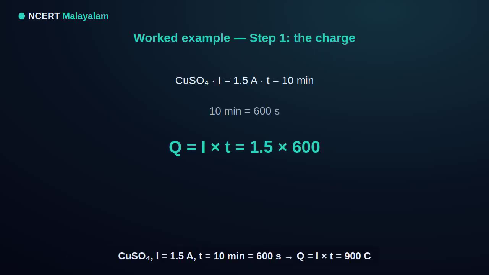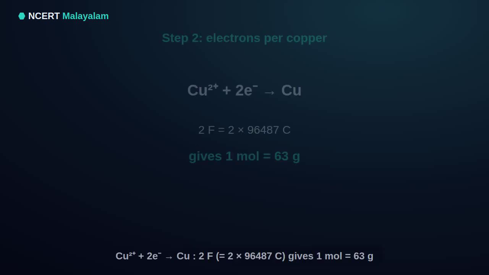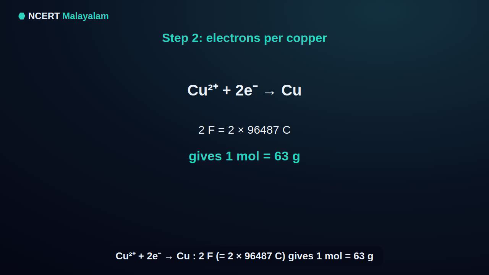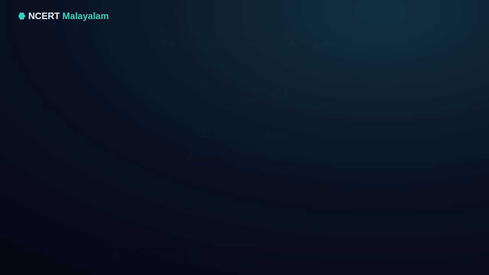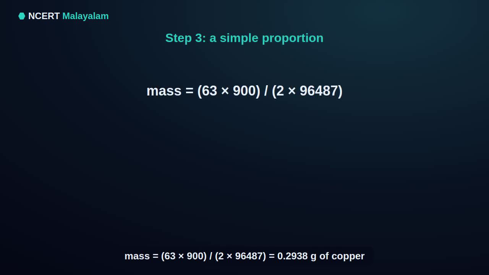Fourth example. A copper sulfate solution is electrolyzed at 1.5 amperes for 10 minutes. 10 minutes is 600 seconds, so Q equals I times t equals 900 coulombs. Copper 2 plus plus 2 electrons gives copper, so 2 Faradays, 2 times 96,487 coulombs, deposit 1 mole, which is 63 grams. By proportion, mass equals 63 times 900 divided by 2 times 96,487 equals 0.2938 grams of copper.